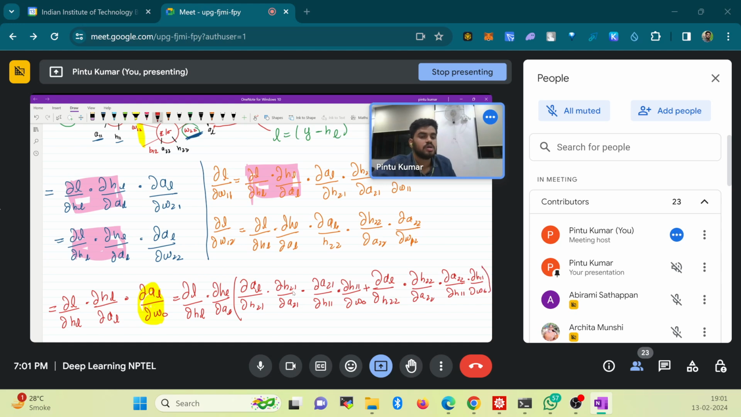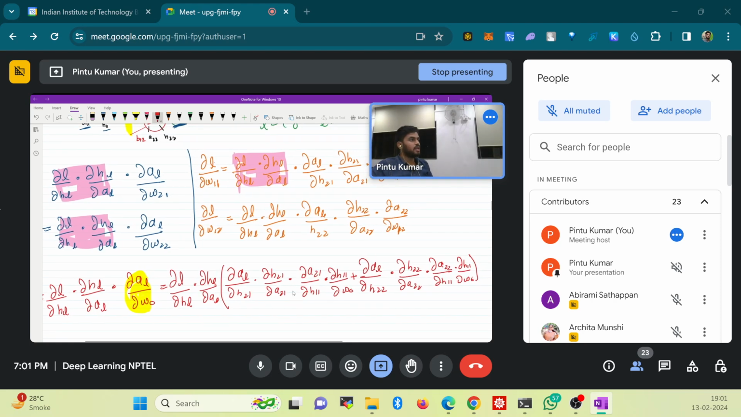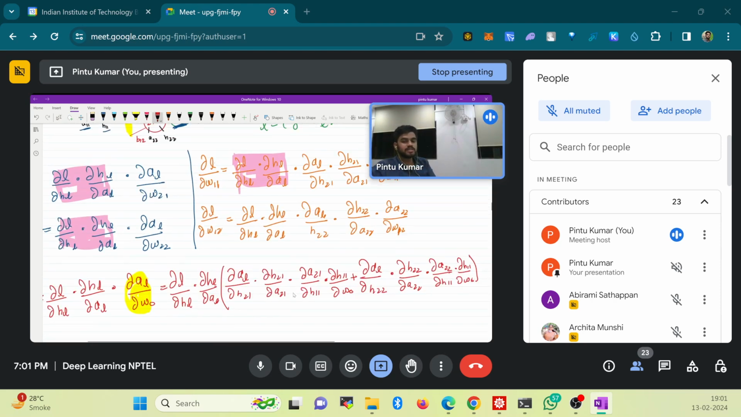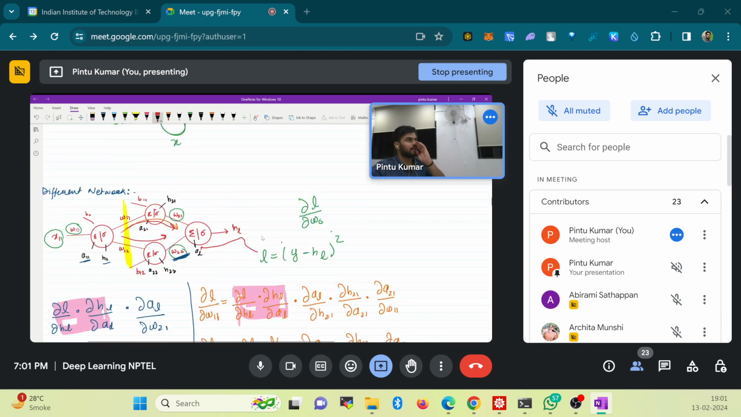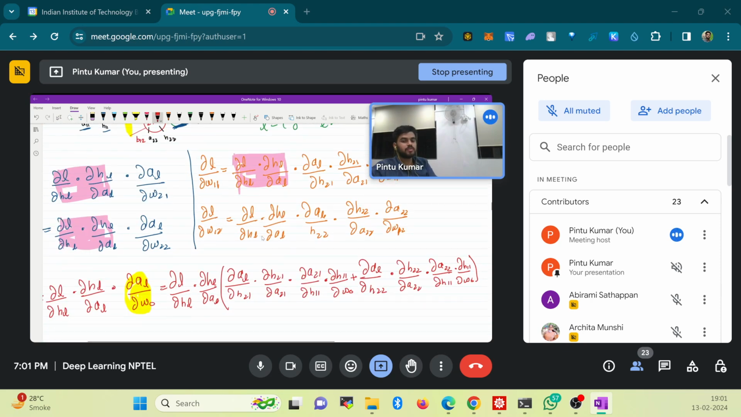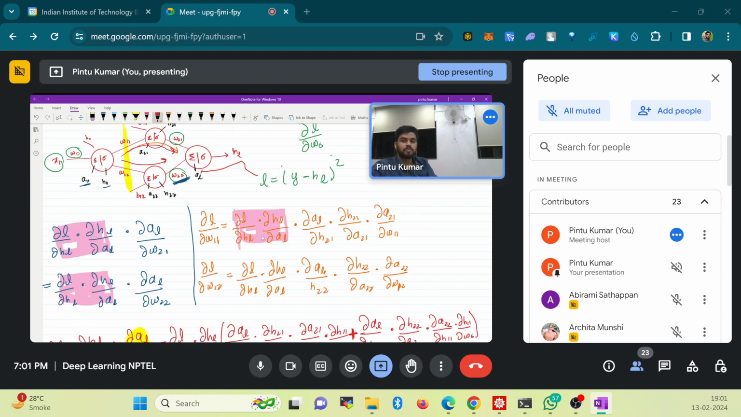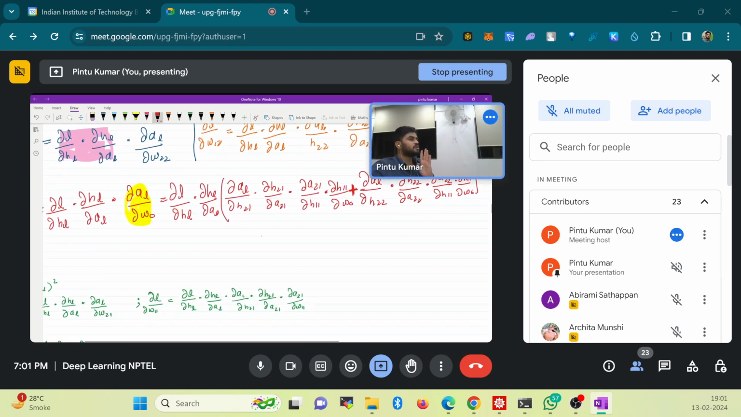Does this thing make sense to you? Any doubt that you have related to this? Because there were two paths, similar to what we drew in this graph, we took the partial derivative and summed it up along both the paths. Okay. So here is the summation, one going via the upward path and one going via the downward path. So this is how back propagation works.